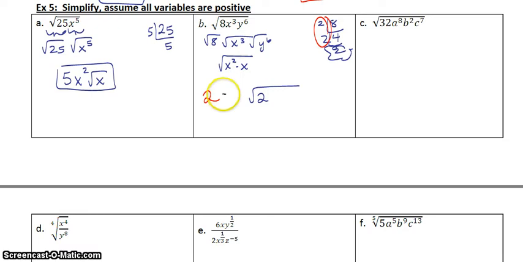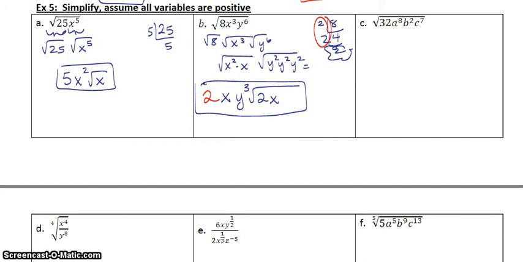So it looks like I'm going to have one group of 2 that I can cancel with the square root and one left over for the x's. For the y's, it looks like I have 3 different groups of 2, and when I pull out 3 groups of 2, I don't have anything left over, so 2xy cubed square root of 2x is the answer.